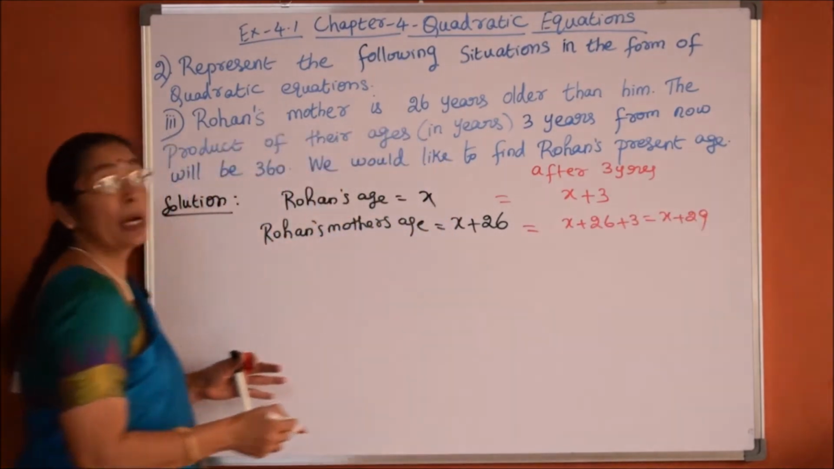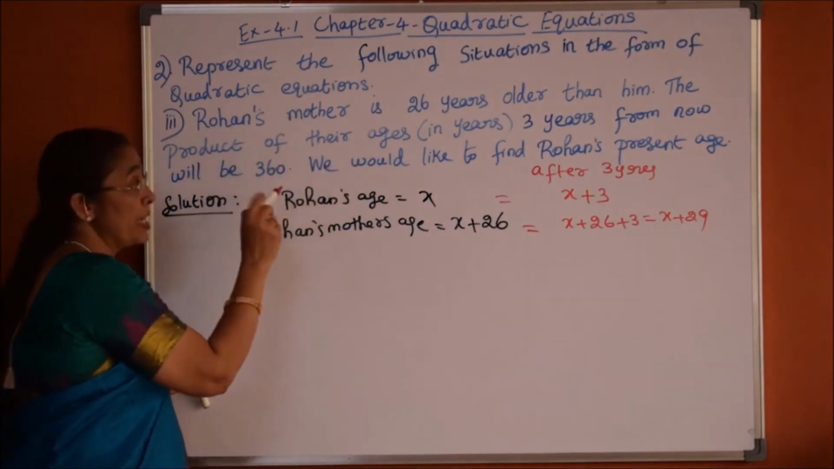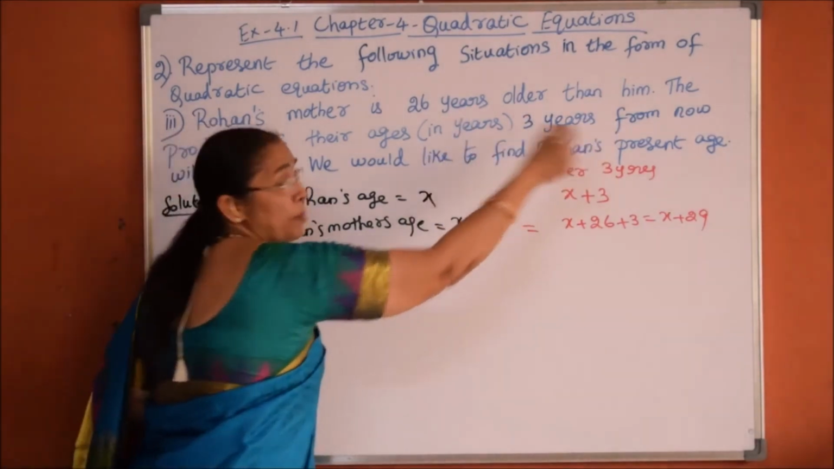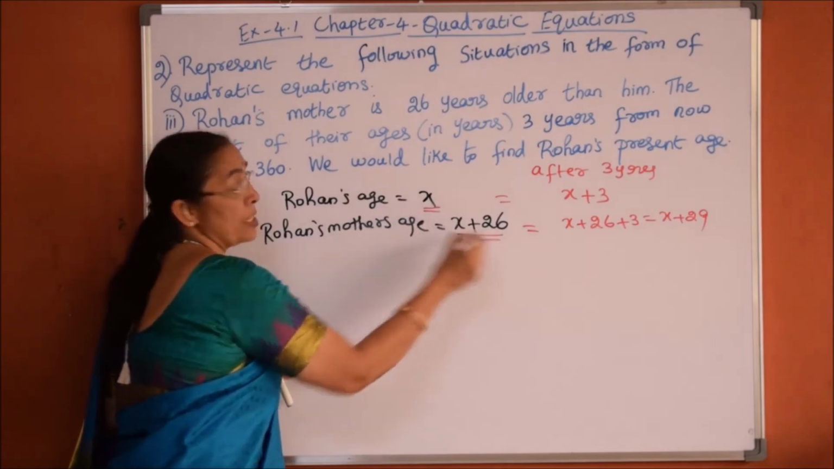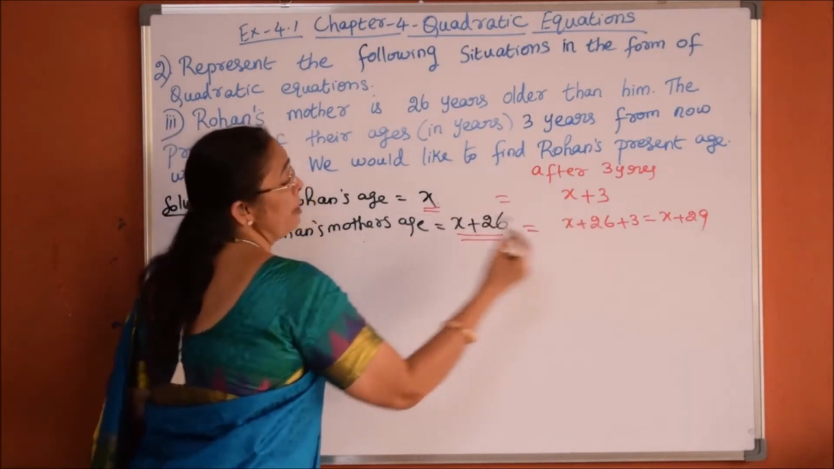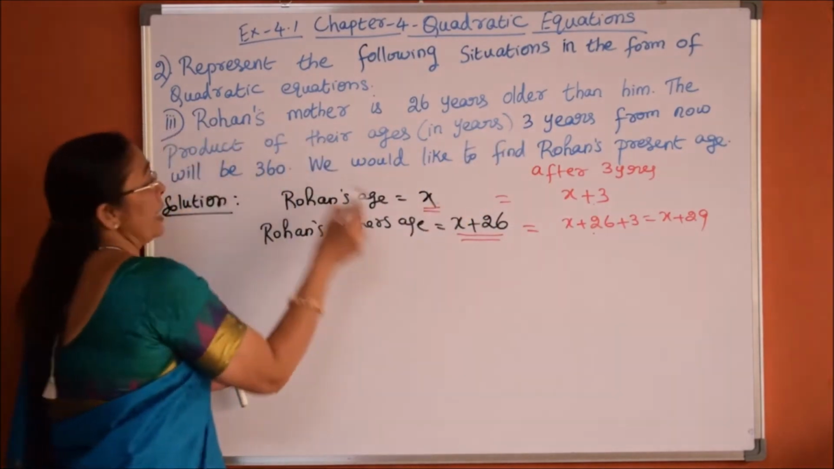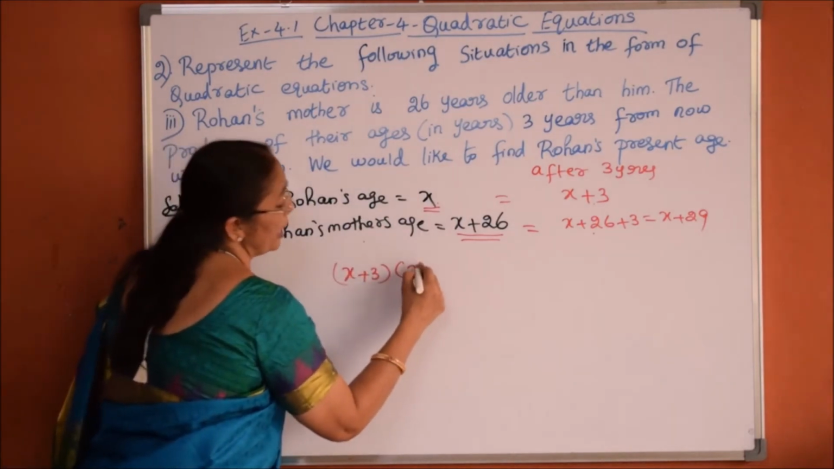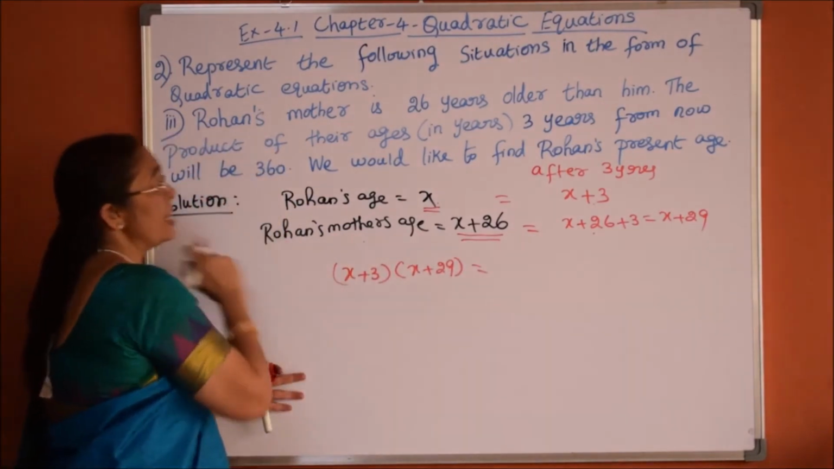Now, let me complete the second sentence. The product of their ages, whose ages? Rohan's and Rohan's mother's age, 3 years from now. So, present ages we assumed x and x plus 26. After 3 years, Rohan will be x plus 3 and mother will be x plus 26 plus 3, x plus 29. So, their product is x plus 3 into x plus 29 is equal to 360.